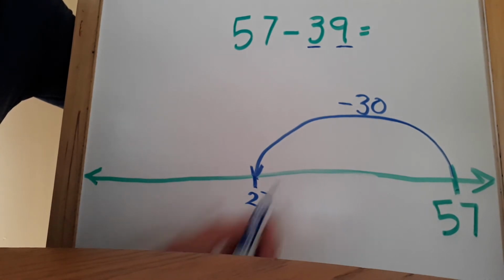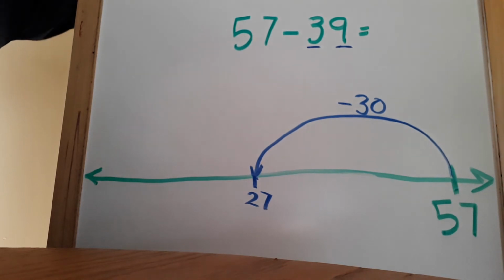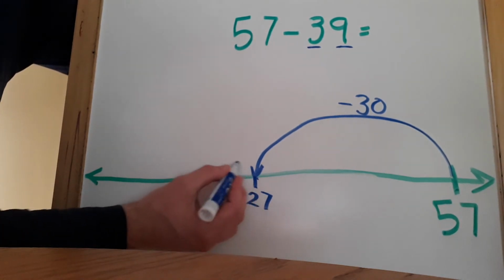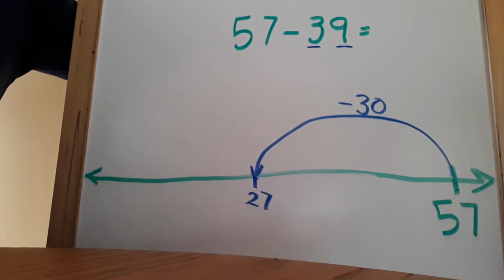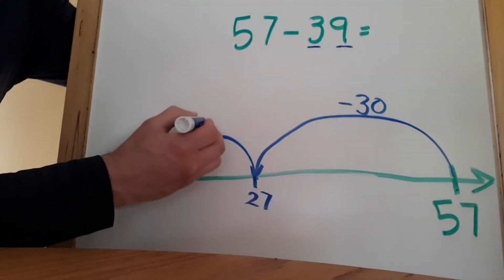All right, now I have to subtract my 9. So I could jump back by ones, and that's not a problem. However, from lots of practice, I know that 27 subtract 9 is the same as 18. So I'm going to make a jump of 9.